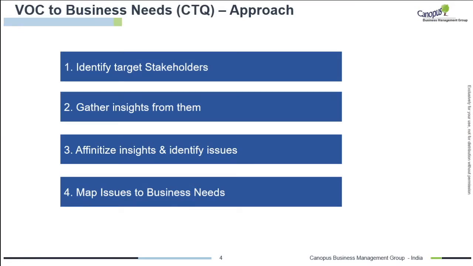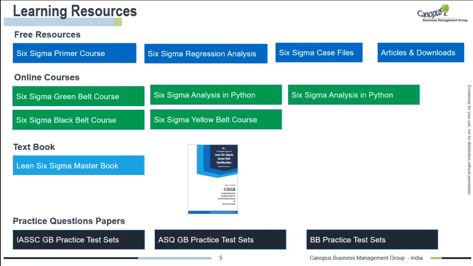Now the next step for us would be to go and gain insights from them and then affinitize those needs using an affinity diagram to understand what the underlying issues are, and then finally map those issues to business needs. So these broadly would be the four different steps, and we will talk about how we will go about using some of the tools in the next few minutes.